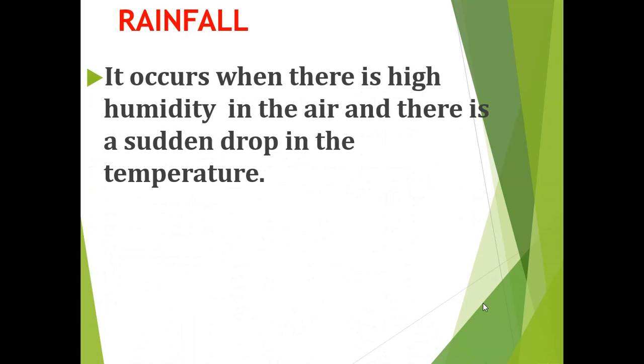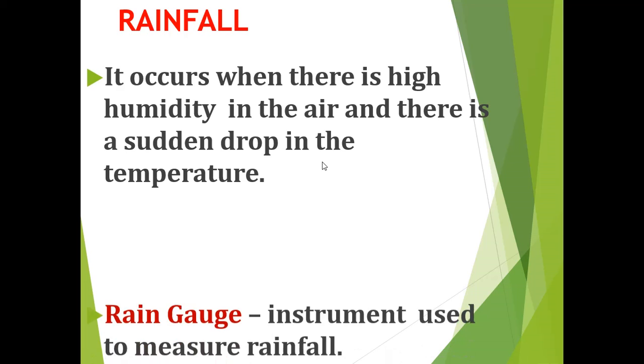Now, rainfall. Rainfall is another factor which is responsible for weather changes. It occurs when there is high humidity in the air. We know humidity means the amount of water vapor present in the air. So, when there is a large amount of water vapor in the air, it results in rainfall. With rainfall there is a sudden drop in temperature, so we get a cold climate and the temperature decreases.